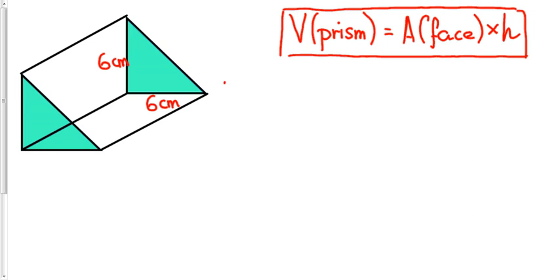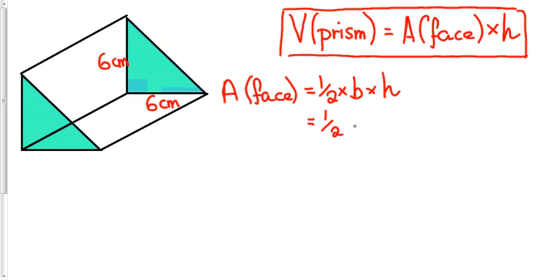So I would start off by finding the area of my face as being a half times the base times the height. So that would be a half times 6 times 6. And again, remember, we could do this in any order. We could do half times 6 for 3, times 6 would give us 18. Same if I use the other 6. Or I could do 6 times 6, 36, and half my answer. I'm still going to end up with 18 centimeters squared for the area of that face.